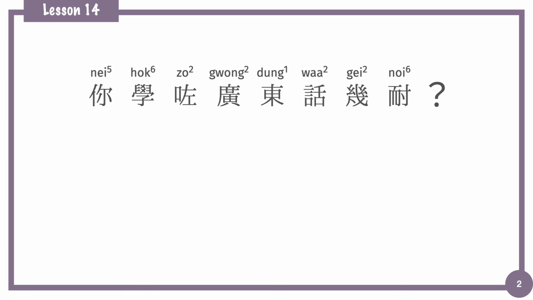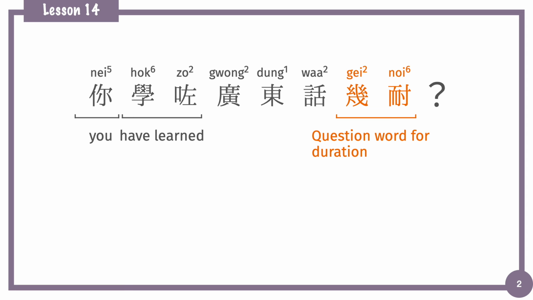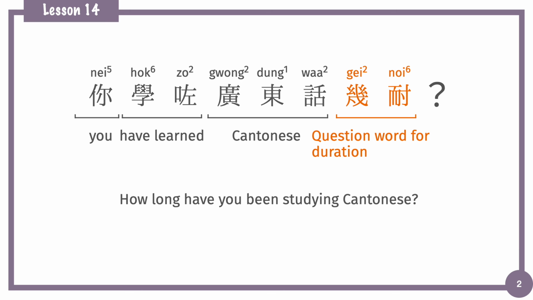Okay, now we have the second simple sentence of today. 你學咗廣東話幾耐? In this sentence, we will talk about the question word 幾耐. 幾耐 is a question word used for asking duration. In this sentence, 你 is the topic, you, and 學咗, have learned, 廣東話, Cantonese, and 幾耐 is the question word. 你學咗廣東話幾耐 means how long have you been studying Cantonese?